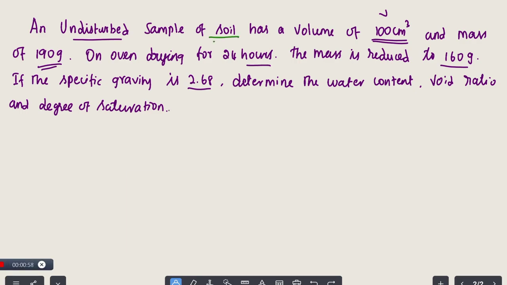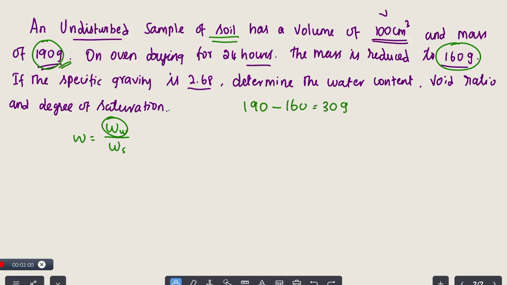So now the soil sample is placed in the oven for 24 hours. The initial weight is 190 grams and the final weight is 160 grams, so the water will be evaporated. Water content is the weight of water present in the soil mass divided by the weight of solids. Now the weight of water is the initial weight 190 minus the final weight 160, which gives 30 grams. So 30 grams of water has evaporated.